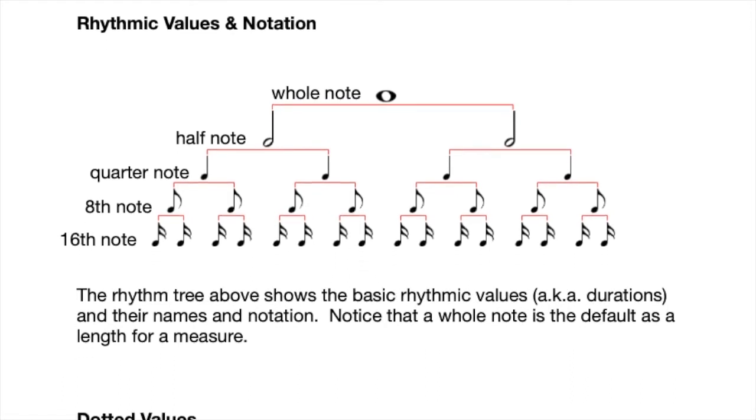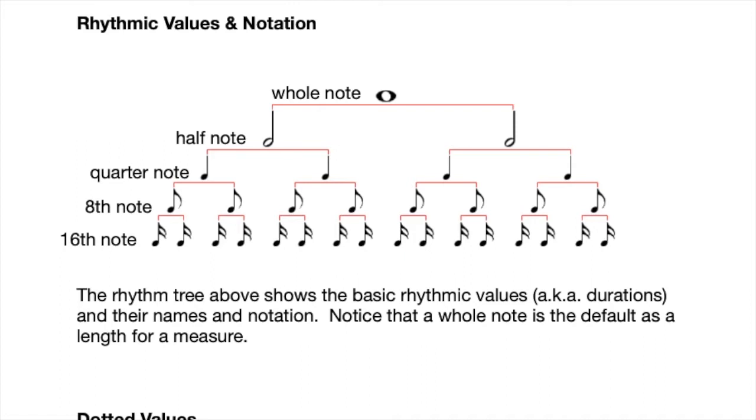To add to that, we have dotted values. So there's these little dots that change the rhythmic value, or change the duration, we might say, of these basic notes up here. So I want you to learn that too. A dot, what it does is to take the note value and add half. So it's 1.5 times the note value that you see.